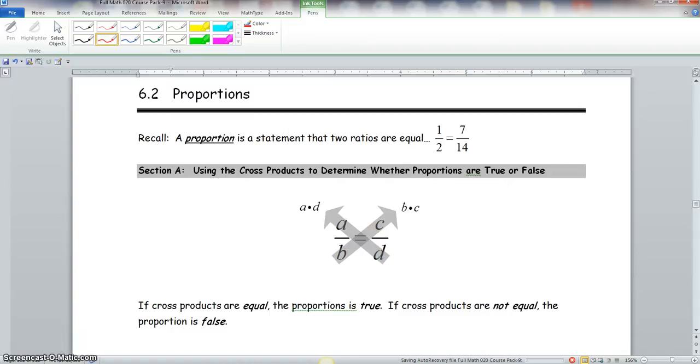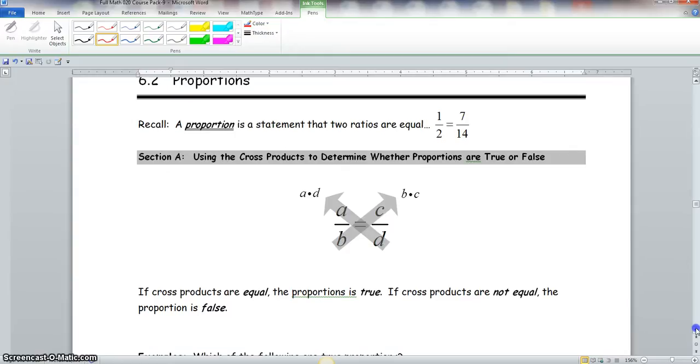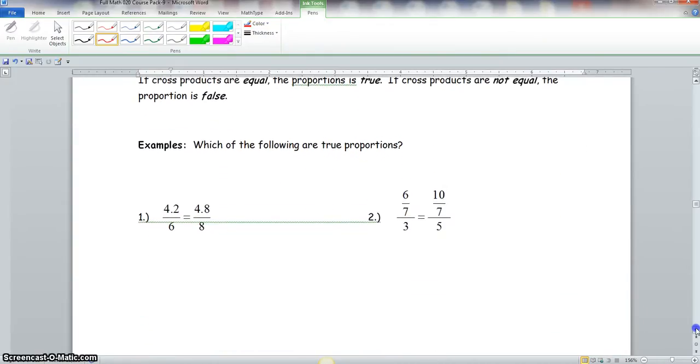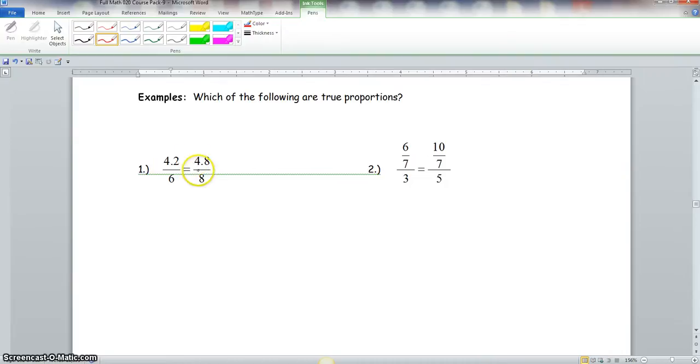Okay, so now we scroll down here. Okay, examples. Which of the following are true proportions? So we cross multiply. We'll take 4.2 times 8, and we'll set it equal to 6 times 4.8. Now we can multiply this. 8 times 2 is 16. We carry our 1. 8 times 4 is 32 plus 1 is 33.